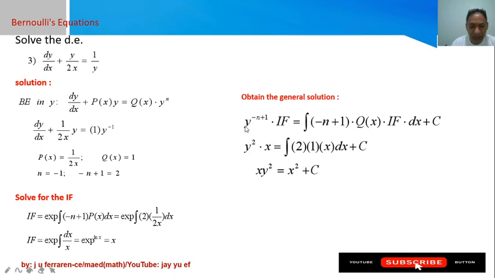Okay, so it's y squared. So the minus n plus 1, that is having a value of 2, then multiplied with x, and that's equal to the integral of 2 times, what's your Q? 1. Then you have the IF, which is x, so that is equal to x squared over 2, so 2 is eliminated, and then we can have the answer, which is xy squared equal to x squared plus c, being our general solution.